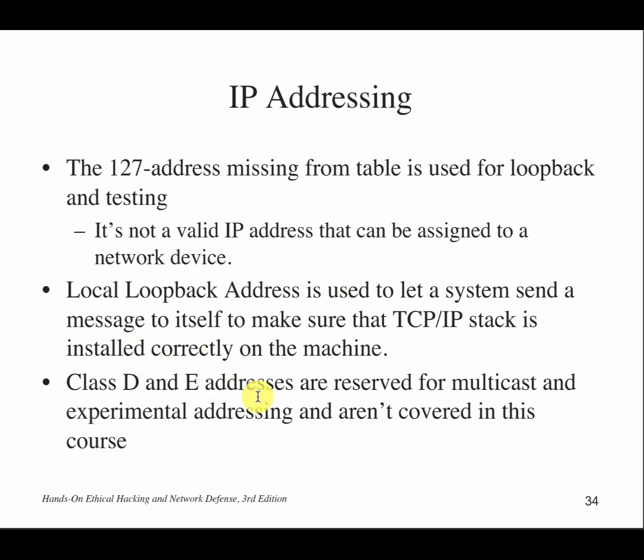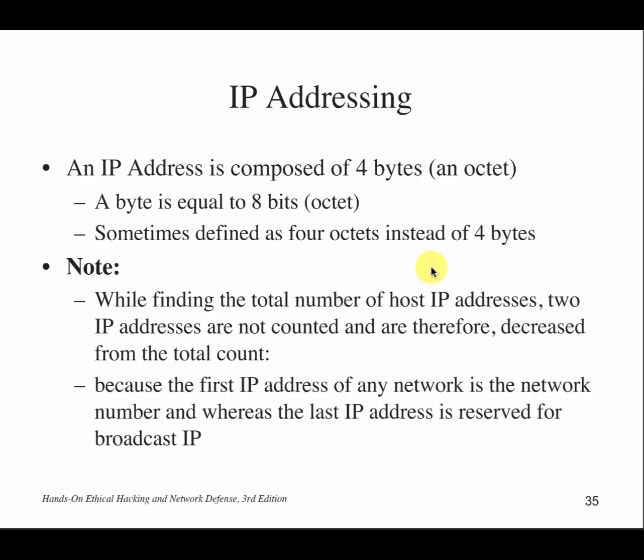Class D and E are reserved for multicast and experimental addressing, and aren't covered in this course, so we are not going to use them here. Let's take a look at one at a time. Another way to work with this, since we have 4 bytes, is to use an octet. An octet is represented as 1 byte, which equals 8 bits.